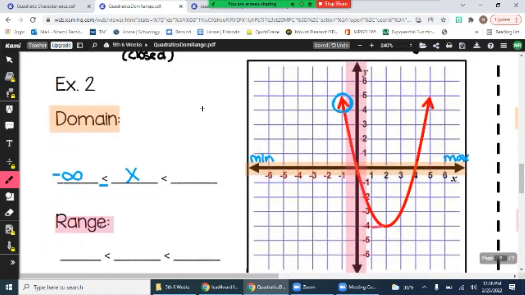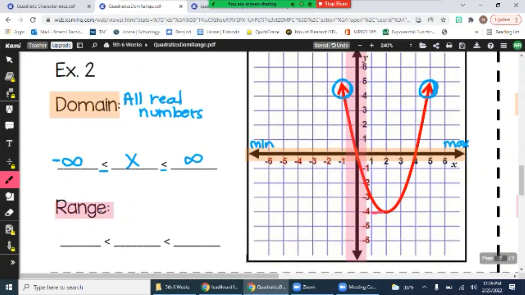Maximum, that means now I have to go to the right. And what do I come across? An arrow indicates infinity. We have infinite signs on both sides. So what does that mean? And for this one, we can do it the short way the rest of the time, but for this one, I want you to write it out, all real numbers. All real numbers.